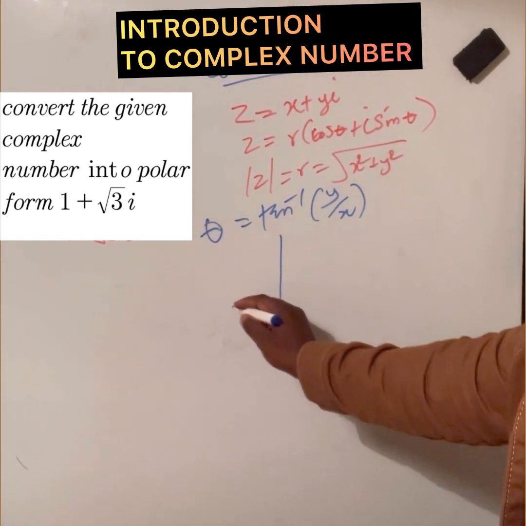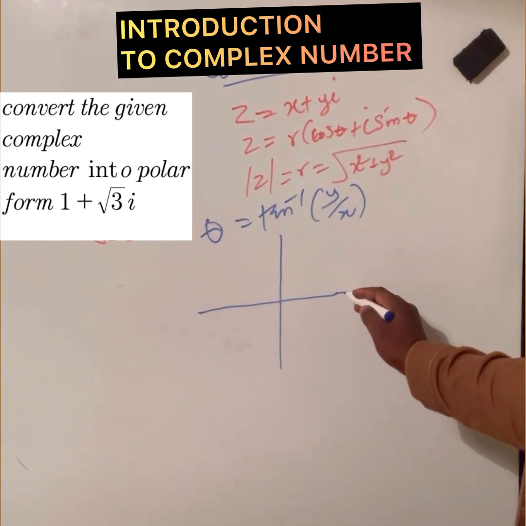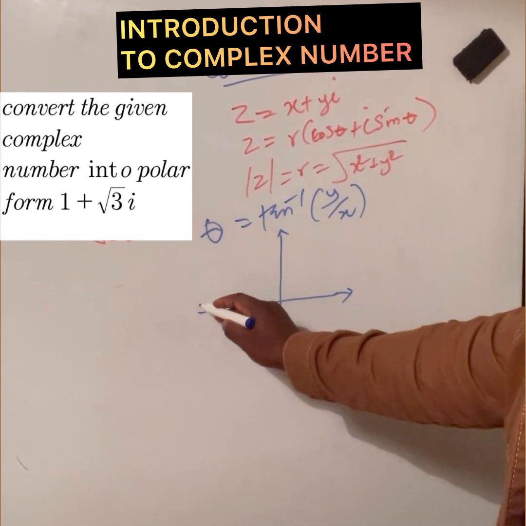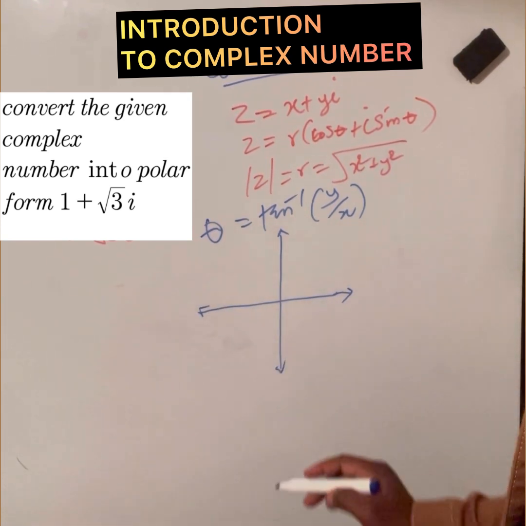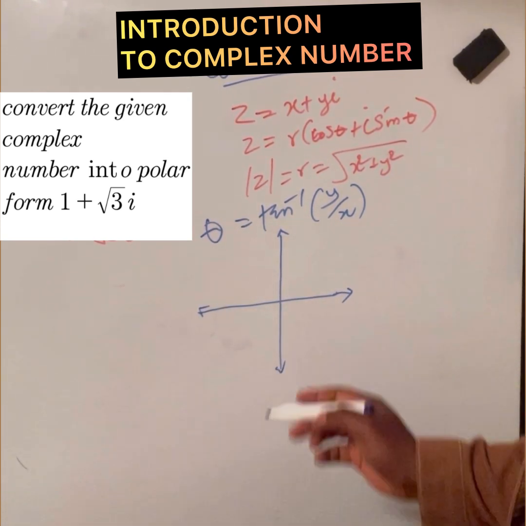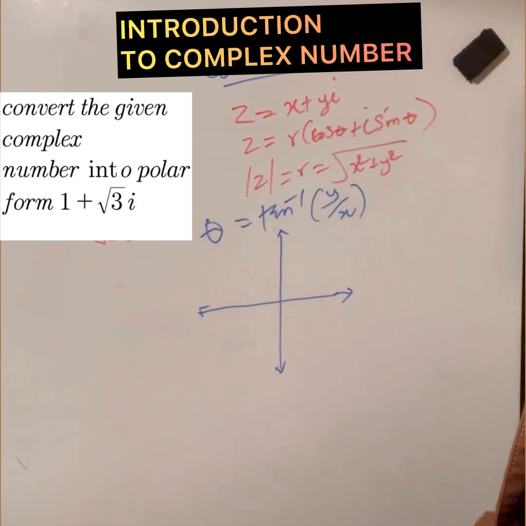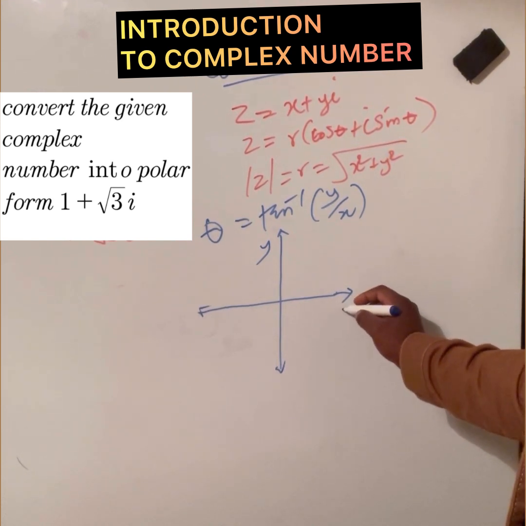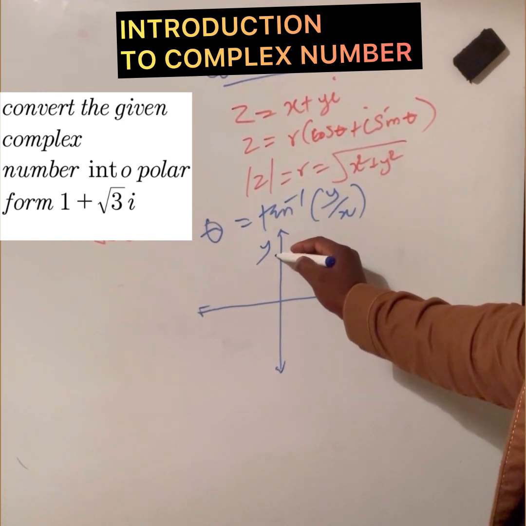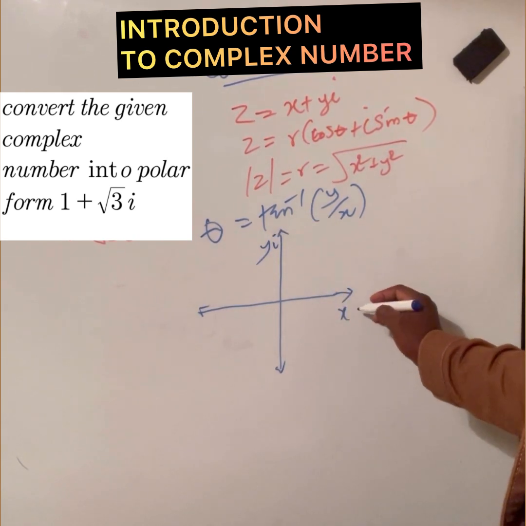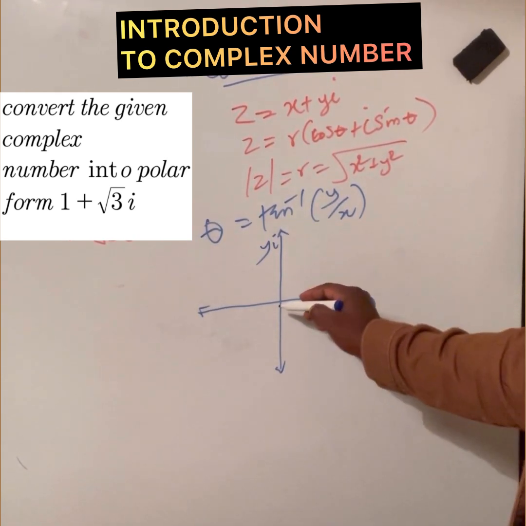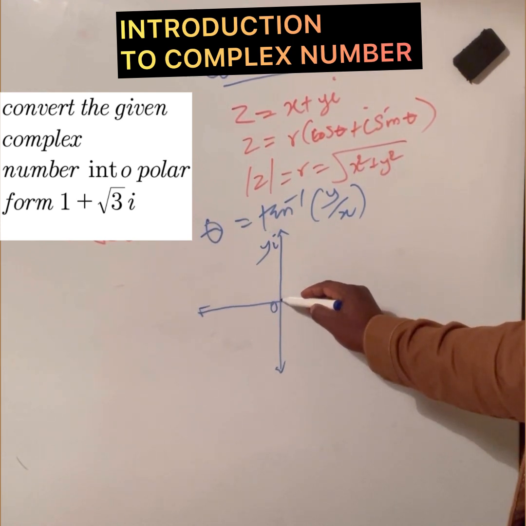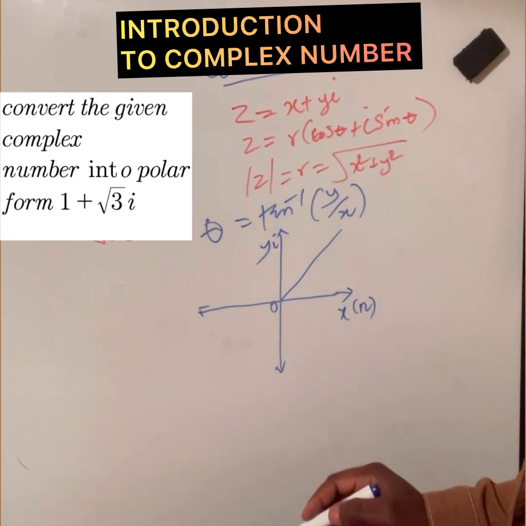The Argand diagram is similar to the Cartesian plane. When you plot on a normal graph, you're plotting y against x. The vertical axis is represented by y, and the x-axis is the horizontal axis. Here the vertical axis is the imaginary part, and the horizontal axis is the real part. This is the origin, so the graph starts from the origin.